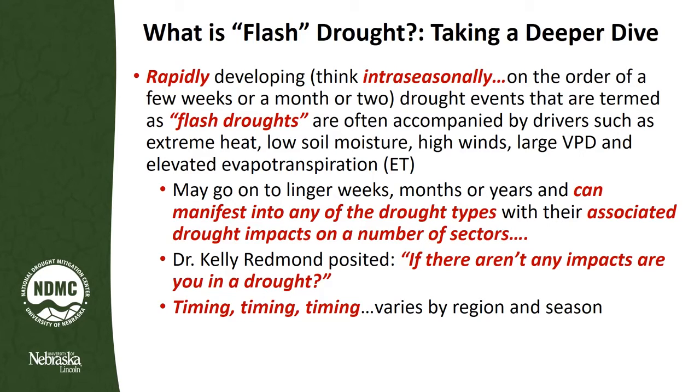And Dr. Kelly Redmond always used to say to me and to anyone else that would listen, if there aren't any impacts, are you in a drought? So that concept of the impact component piece, I think, is pretty critical if we want to think of this in the context of drought. And of course, I touched on this just a little earlier. Context matters. So timing is our parallel to location in the real estate business. That timing by region, by season is critical on the sort of impacts you can expect to have happen.